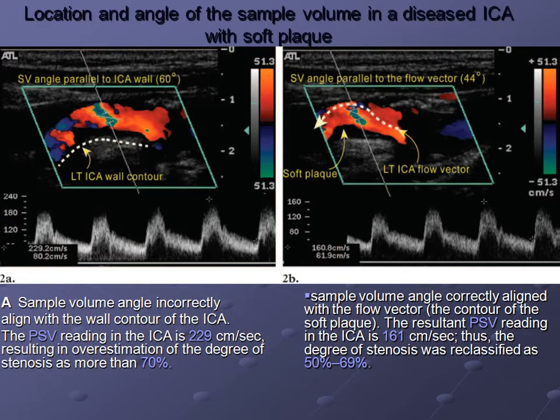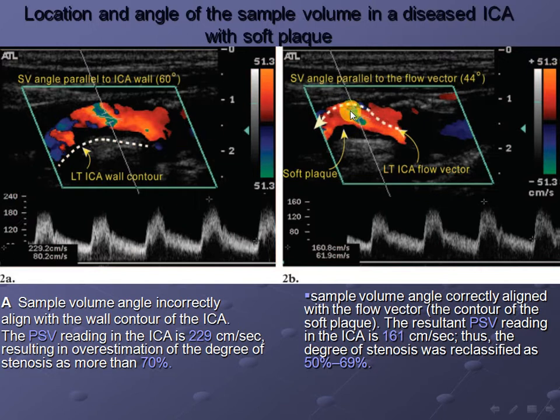For example, here, you can see the sample volume angle is incorrectly aligned with the vessel wall. This is incorrect because it's not very parallel, okay? The peak systolic velocity reading is 229 centimeters per second, okay? You can see here, this is the peak systolic velocity. It's slightly less than 240 centimeters per second, okay? So you might say there's severe stenosis here. The stenosis is more than 70%.